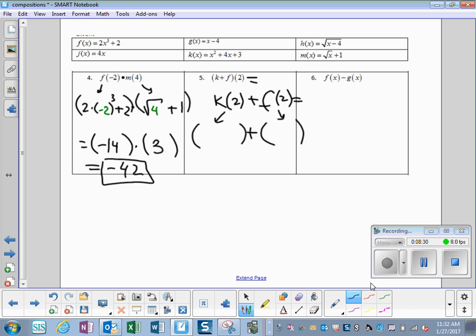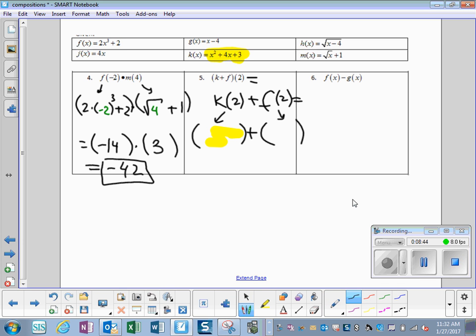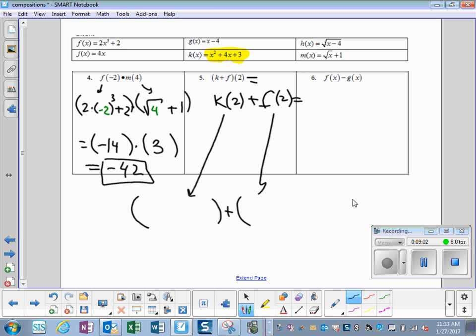For the k, what do I have? K of x. Here is my function, right? It goes here because it's k. X squared plus 4x plus 3. So what goes instead of x? Need more space. I'm sorry. I'm going to write below. So right here, I have parentheses here plus parentheses here.